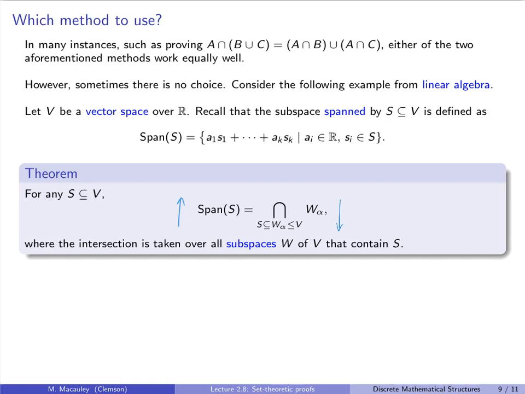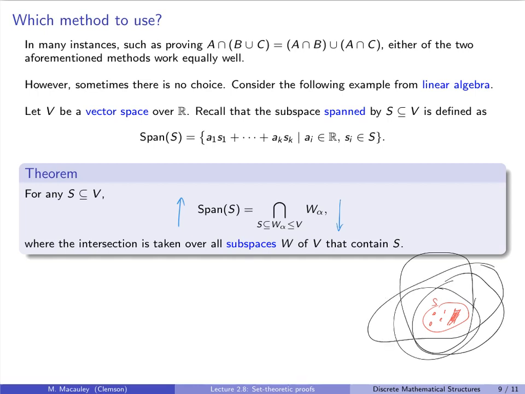So let me draw a picture here. Maybe S is this collection of points. This is a cartoon drawing, these don't look like vectors, obviously. The right-hand side says, take all of the subspaces. Maybe this is W1, maybe this is W2, this is some other W alpha, and if you intersect all of those, then what you actually get is the span. The actual subspace that you get is the span of S. So this one you're building from the top down.